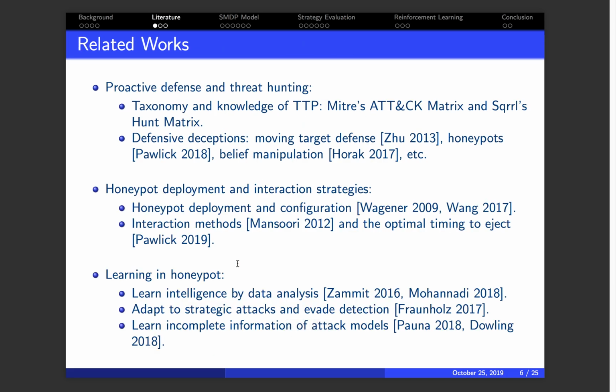There are many related works about proactive defense, threat hunting, and honeypot deployment and interaction strategies. Recent work has focused on the optimal timing to eject attackers. And recently, there are also learning techniques in honeypots, because we want to learn the intelligence from the honeypot data, adapt to strategic attacks, and learn the incomplete information of the attack model.